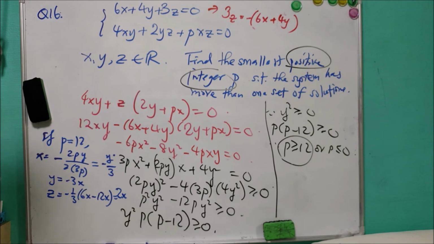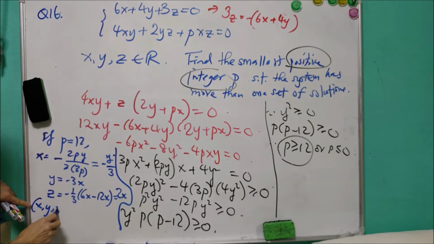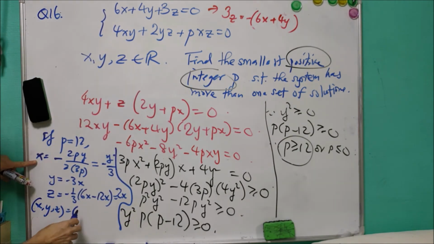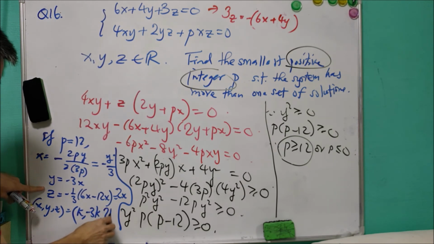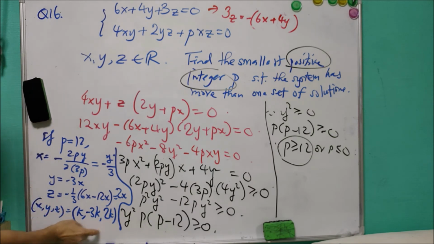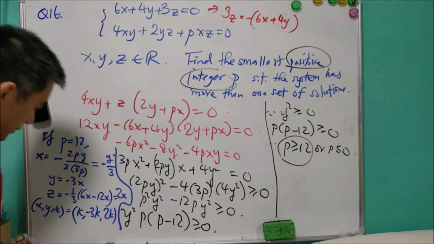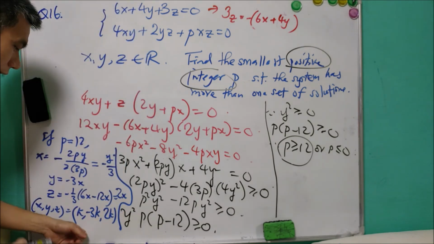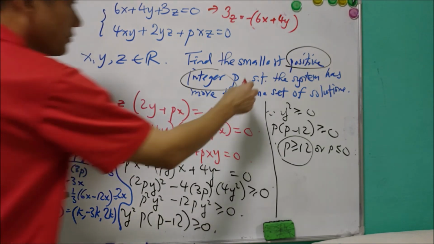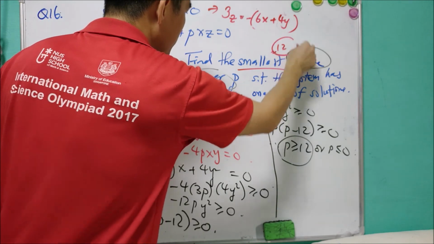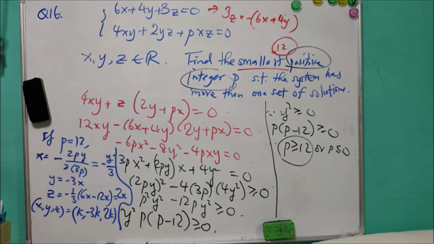And we can verify that x, y, z equal to k, negative 3k, and 2k will always be a solution for the system for any value of k. So in this case, where p equals 12, you will have more than one set of solutions. In fact, it has infinitely many solutions. And therefore, the smallest positive integer is 12. 12 will be the answer for question 16.